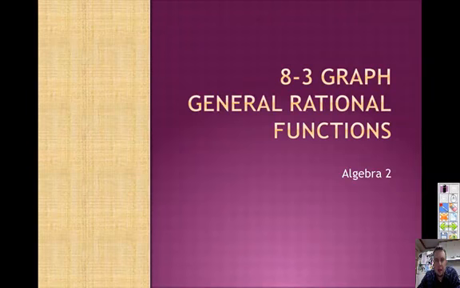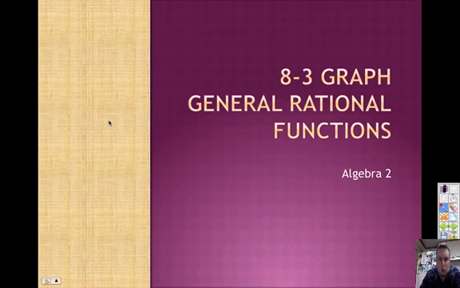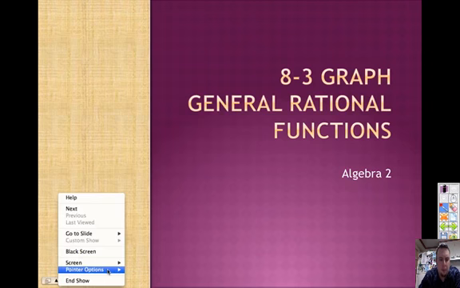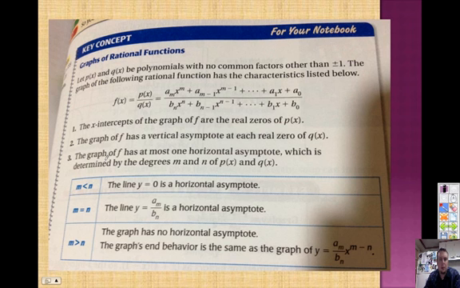Yes, section 8.3, we're going to graph general rational functions. Basically, last section was simple rational functions like y equals 2 over x. That's a simple rational function, and those have certain asymptotes. Now we're going to deal with more complex ones, which have different asymptotes, different domain and range, all that kind of stuff. So let's look into some notes here.